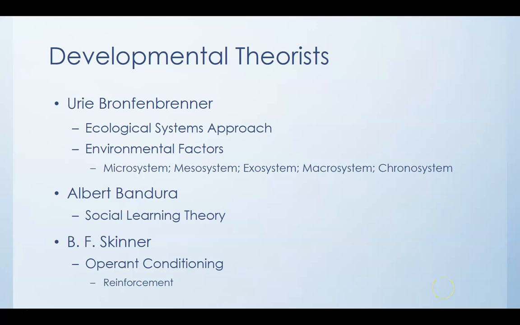Bronfenbrenner authored the ecological systems approach to development. This theory focuses on the impact the environment plays on the growth and development of the individual. According to Bronfenbrenner, there are 5 environmental factors that need to be considered within this theory. The microsystem refers to the environment in which the individual lives. This includes the family, the peers, the neighbors, the schools, and anyone the individual has regular interactions with.